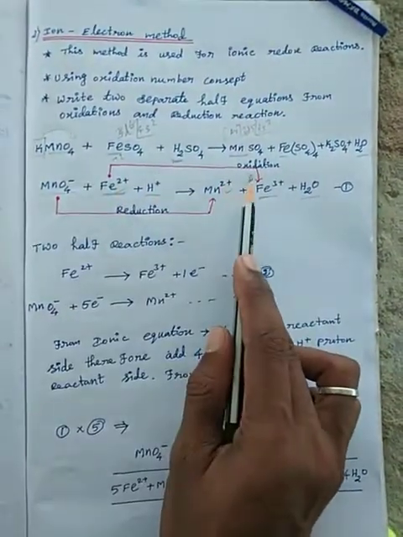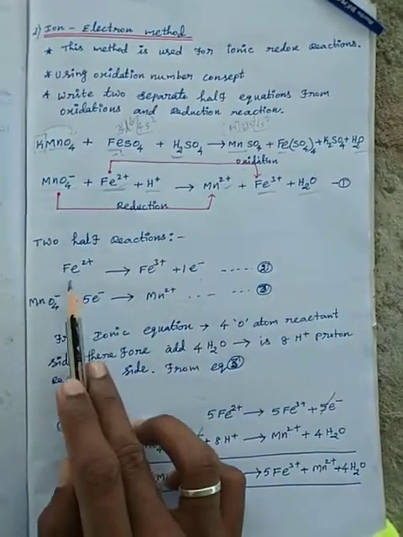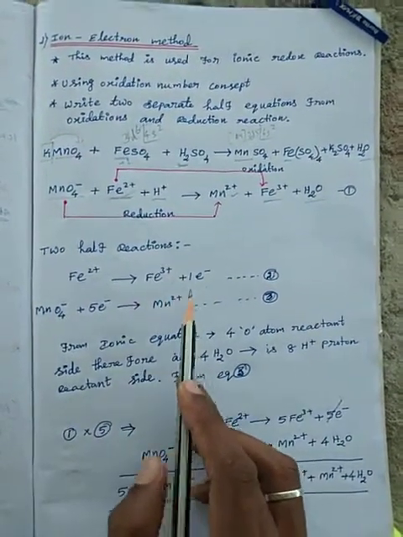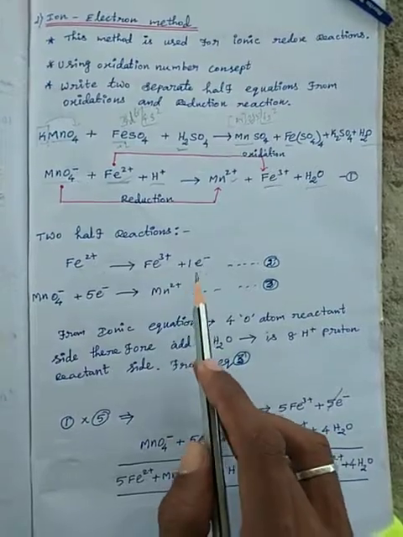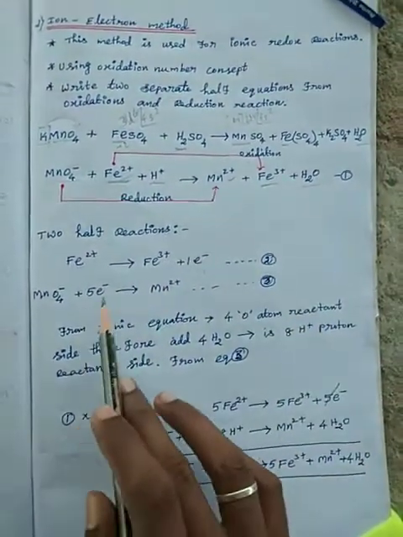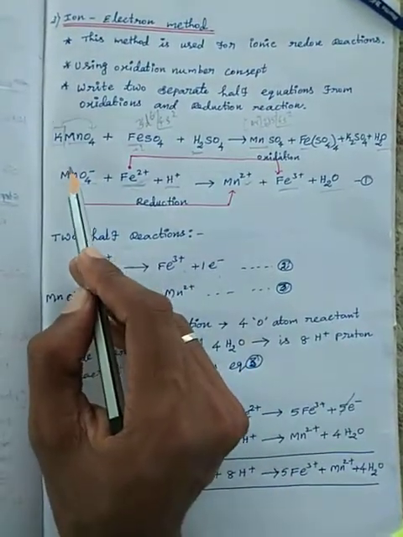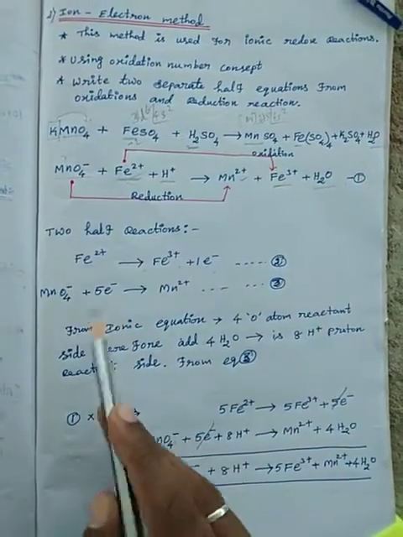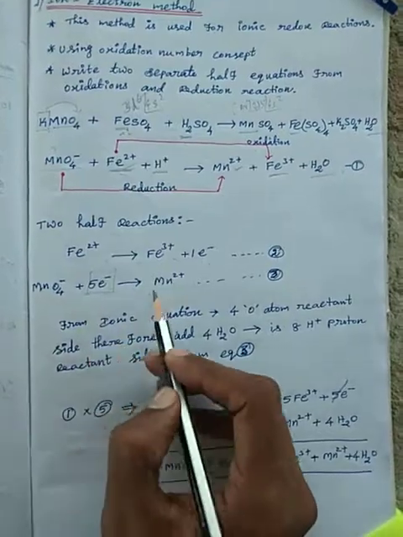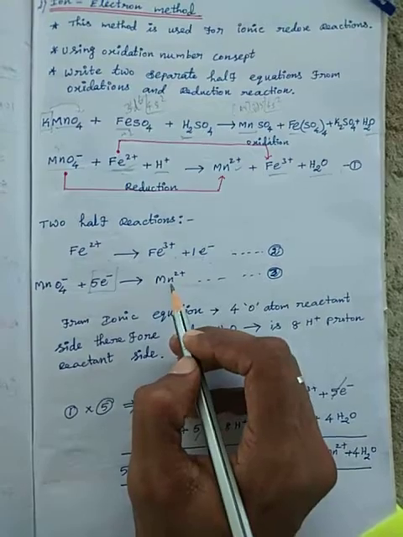For oxidation of Fe2+ to Fe3+, in the half reaction Fe2+ to Fe3+, 1 electron is lost, on the product side. Consider this as equation 2 from the whole equation 1. So next equation, manganese 2+. Manganese in the reaction is +7, 5 electrons will be gained, worked out by the oxidation number method, and the product part is manganese 2+.